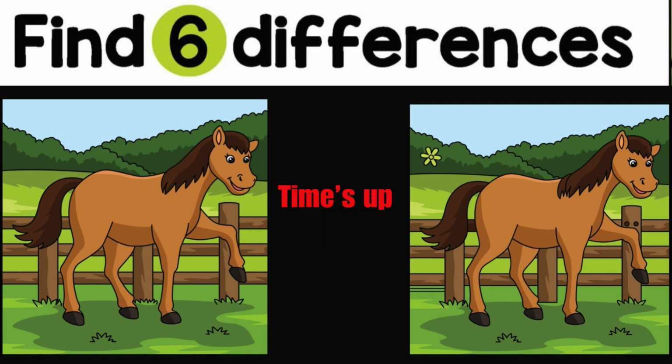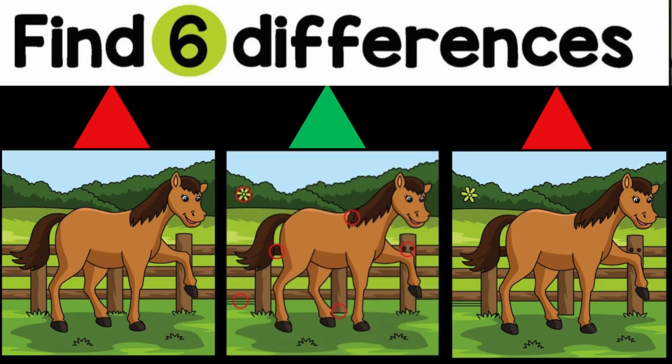Time's up. Let's see how you did. The differences between the two images were: number one, a yellow flower missing at backside of a horse. Number two, lines on the lower fence of backside of a horse. Number three, a shaded color difference at front side of tail of a horse.